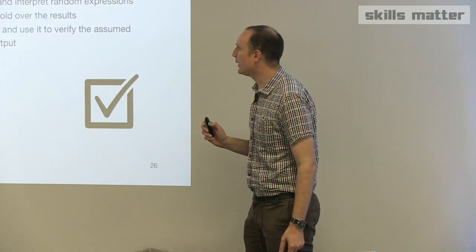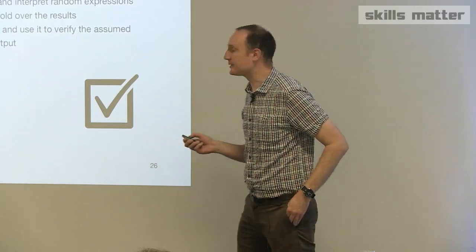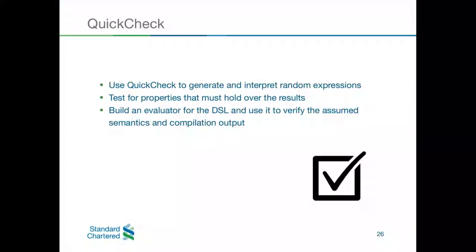And I used Quick Check. We're big fans of Quick Check at Standard Chartered. I almost had to use it because my colleagues would say, well, why aren't you using Quick Check if I didn't? So I used Quick Check to generate and interpret random expressions. Then I came up with properties that must hold, for example, algebraic laws. I built an evaluator to use it and verify the assumed semantics and also verify the output of the compiler.